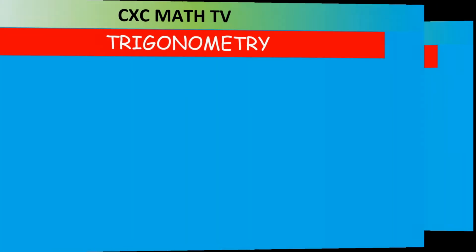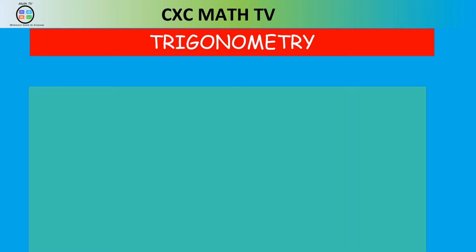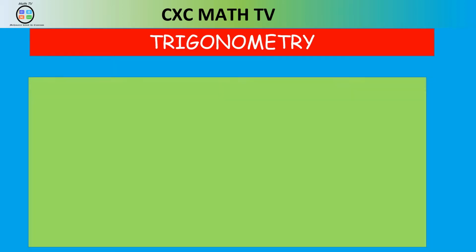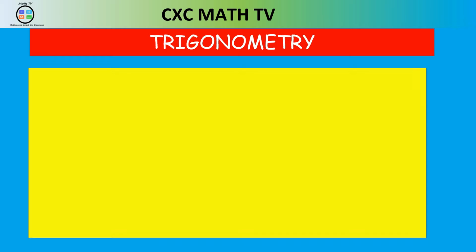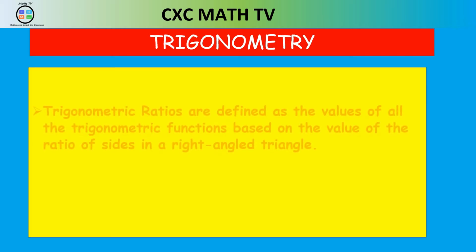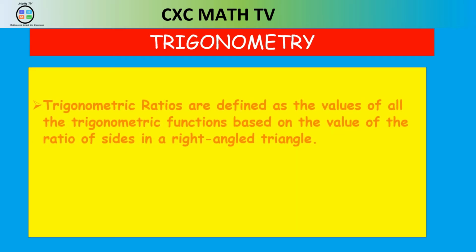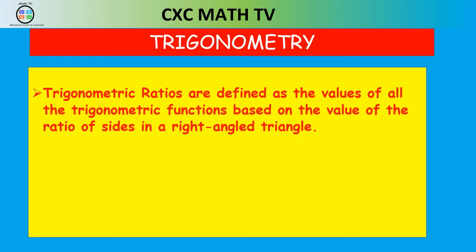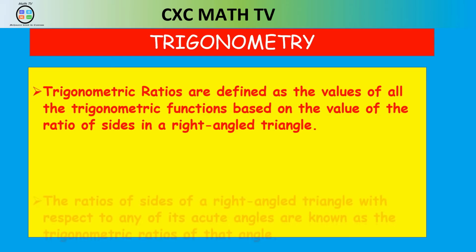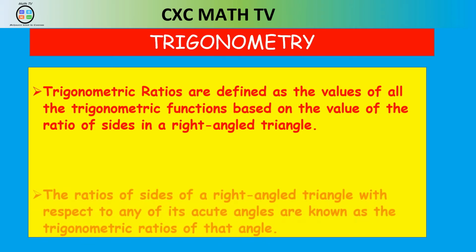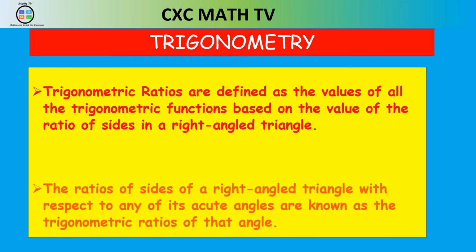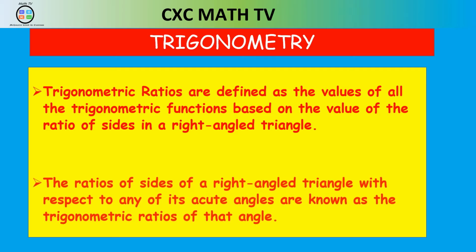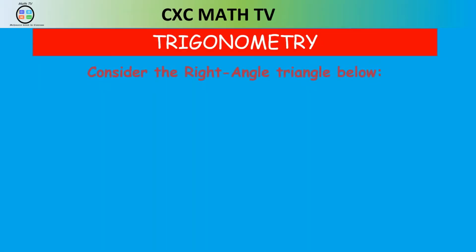Trigonometric ratios are defined as the values of trigonometric functions based on the value of the ratio of the sides of the right angle triangle. So we're really going to be looking at the ratio of the sides of the right angle triangle, when the angle is acute. So consider this right angle triangle right here.